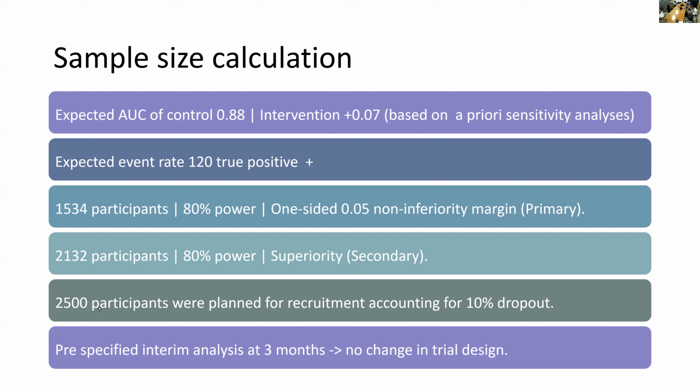Also, they said that we will do the interim analysis, but we are not going to change our significance level, which maybe they should have. They should have decreased the alpha if they were going to do an interim analysis.